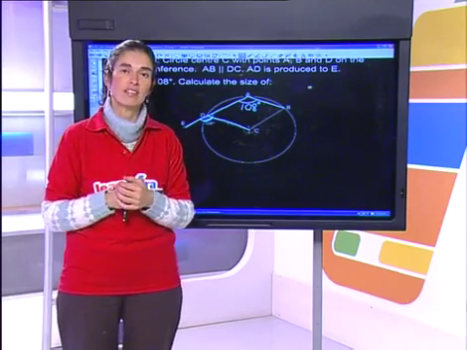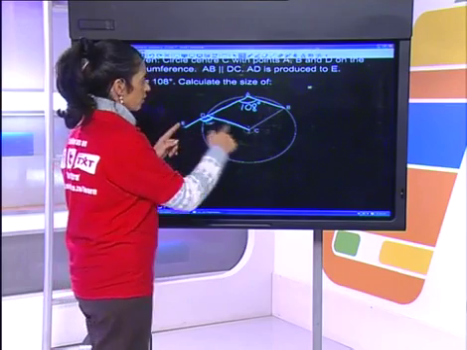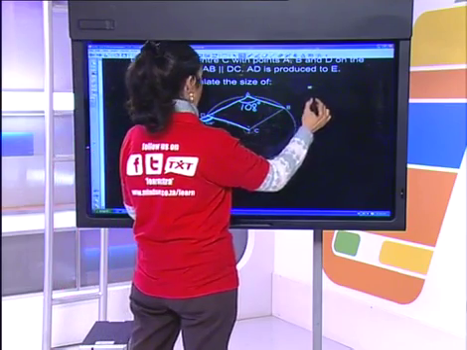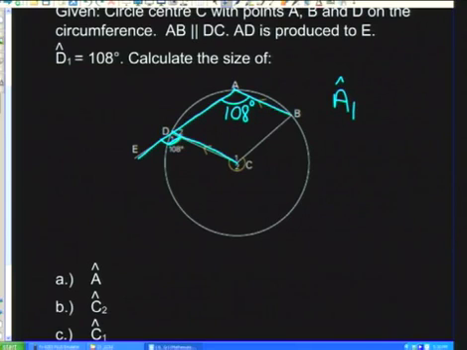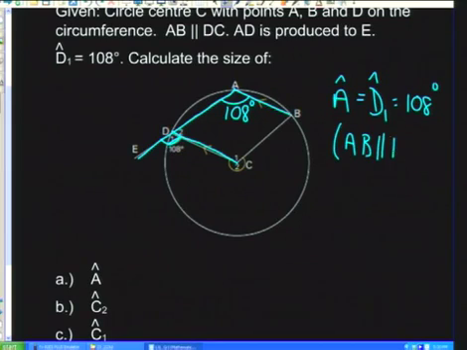You need to give the reason as to what you've used. So in this case, we would say that angle A is equal to angle D1. We would give its value, and then next to it we would say, because AB is parallel to DC, our corresponding angles on parallel lines will therefore be equal. So notice I'm providing a reason for that.